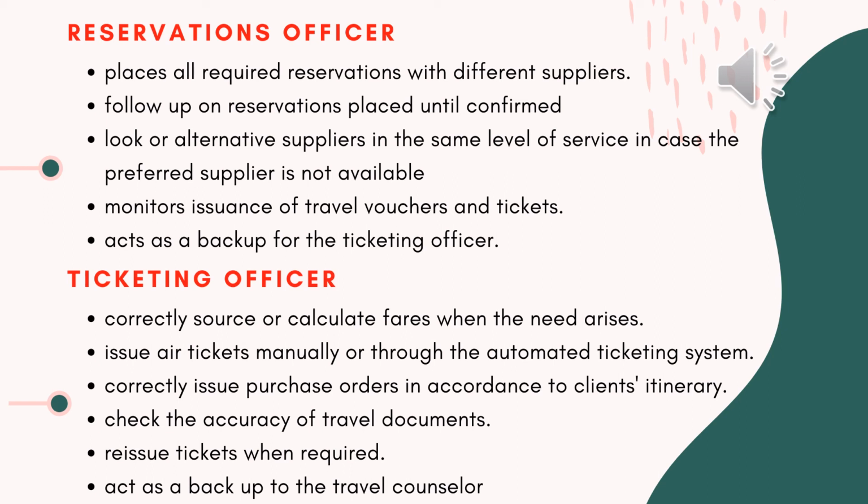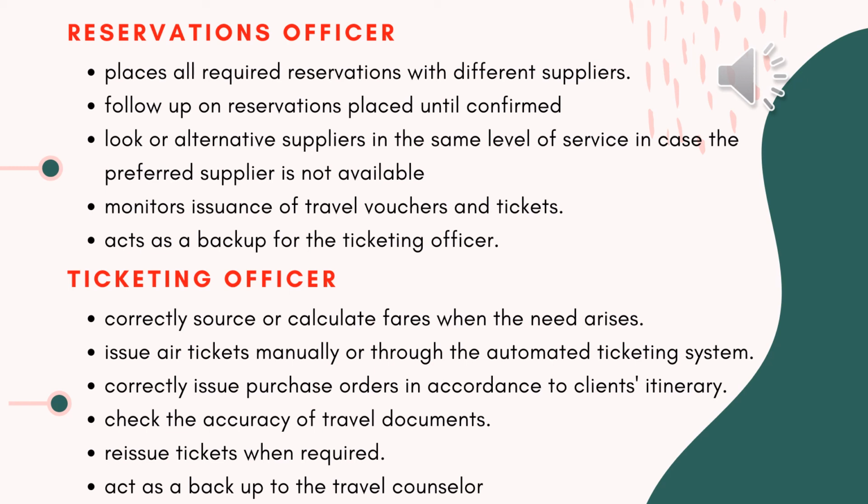The reservations officer places all required reservations with different suppliers, follows up on reservations placed until confirmed, and looks for alternative suppliers with the same level of service in case the preferred supplier is not available. They monitor issuance of travel vouchers and tickets, and act as a backup for the ticketing officer. Because if the business is just starting and is small, sometimes the ticketing officer is not present, only the reservations officer. And in further time, when the business prospers, they hire a ticketing officer. Sometimes the ticketing officer is the same person as the reservations officer.